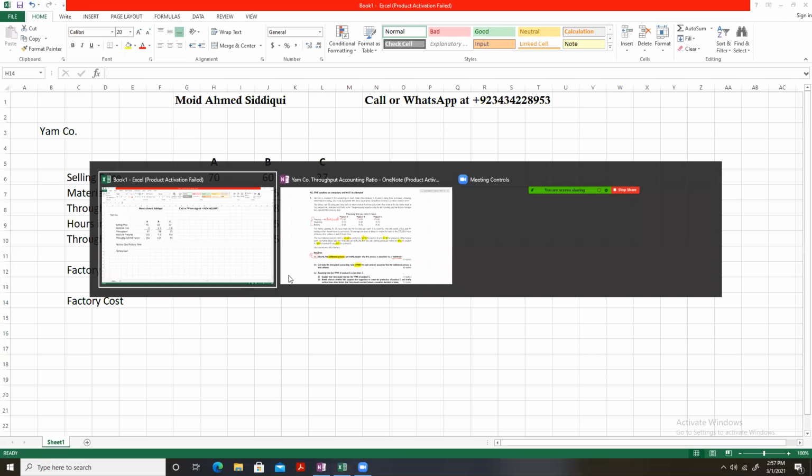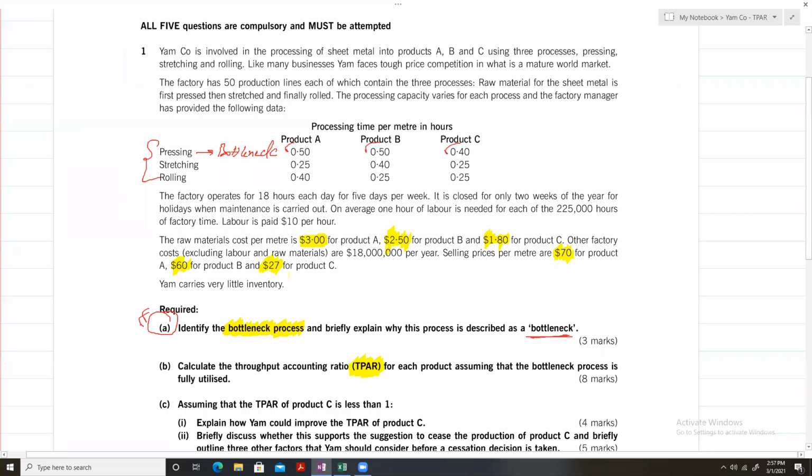Let's look at the question for this. Other factory costs. In the last paragraph, it is mentioned that factory costs, or you can say all costs other than labor and raw material, other factory cost is how much? It is 18 million.